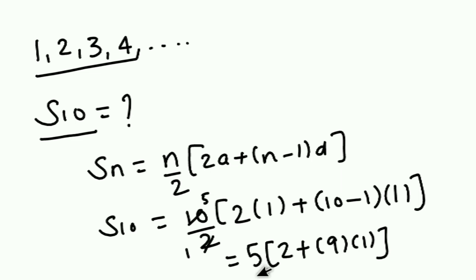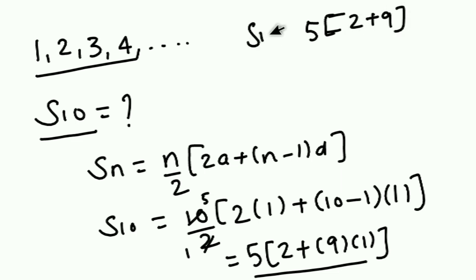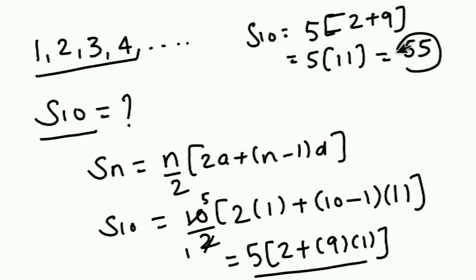So the summation of ten terms we will get by simplifying this. Let's simplify it here. So you have 5 into 2 plus 9. This will be 5 into 11, and 11 fives are 55. So you got the summation of ten terms as 55. So we got to know about AP.